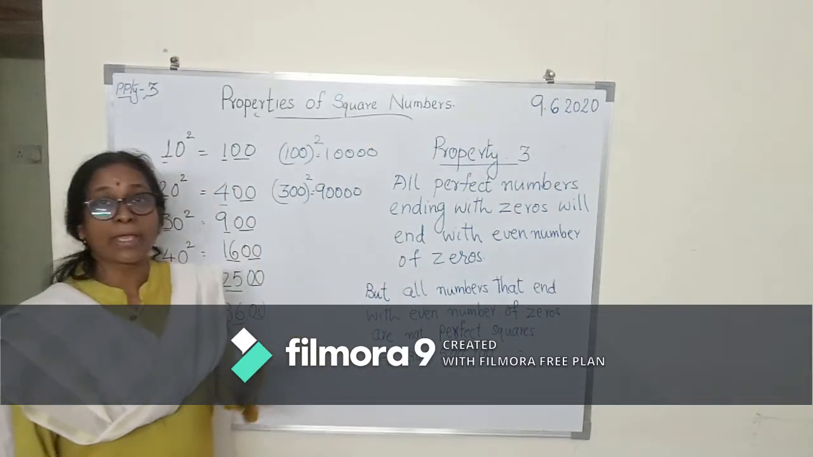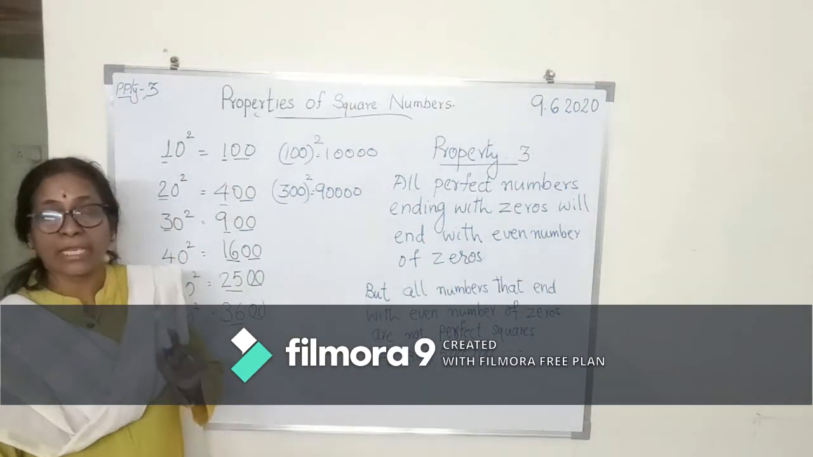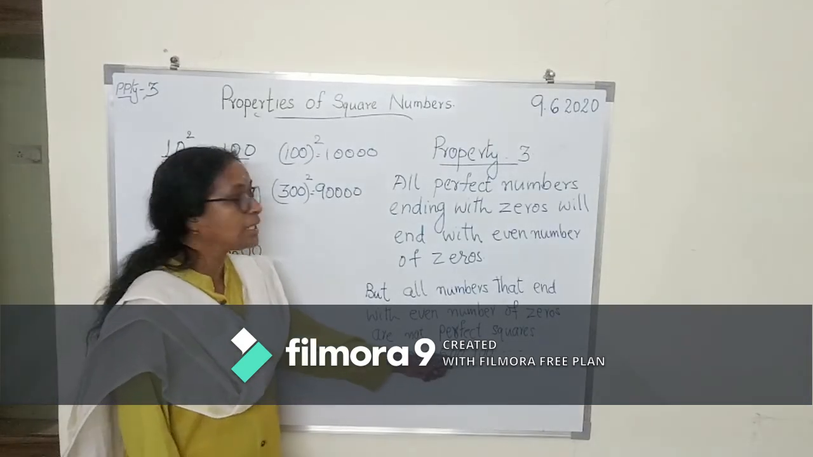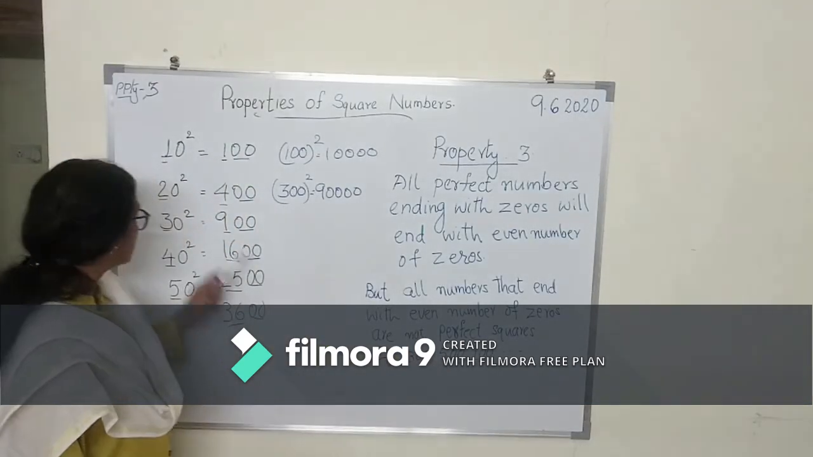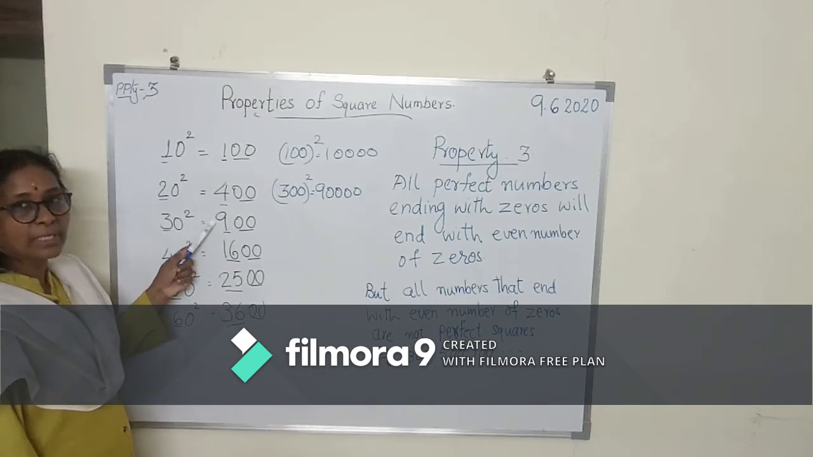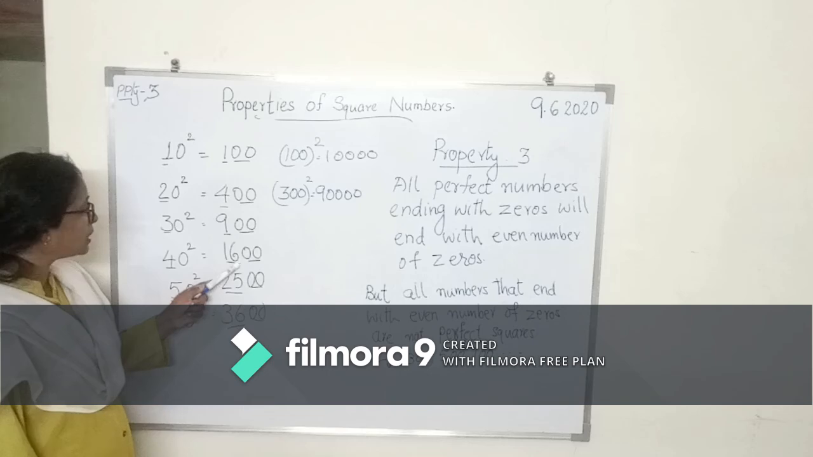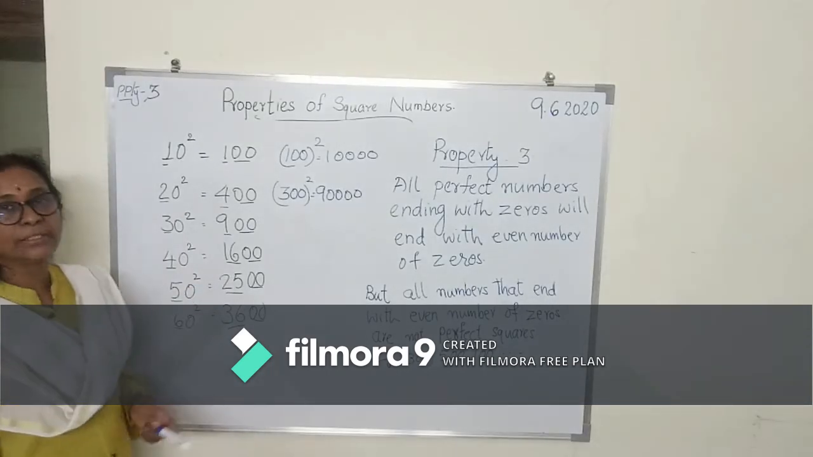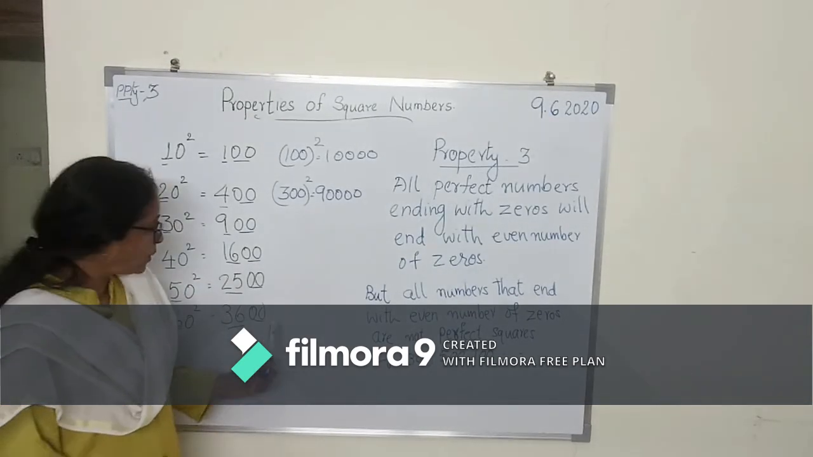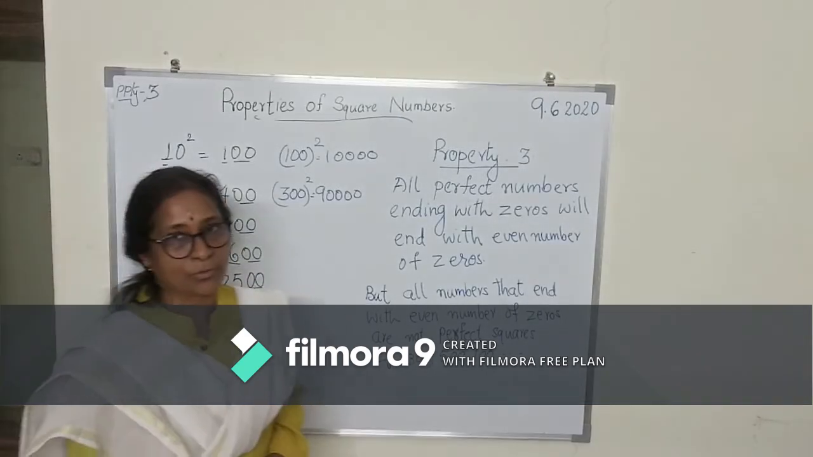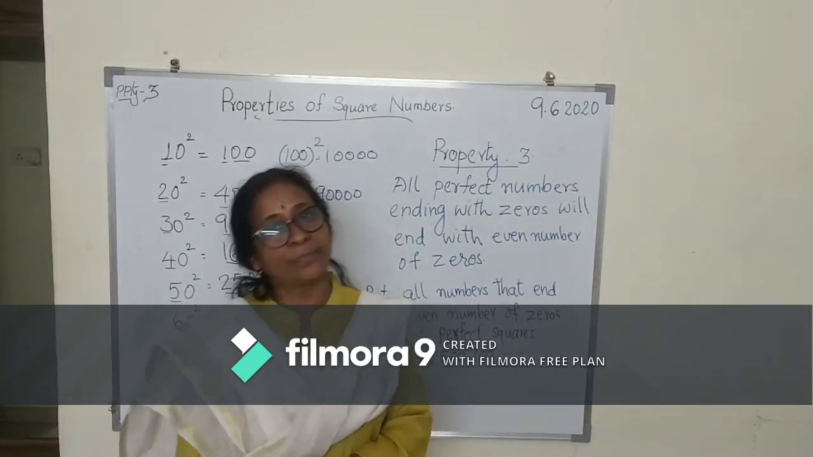So all the square numbers that end with an even number of zeros will have the non-zero part as a perfect square. See here, non-zero number 9 is a perfect square. Non-zero number 4 is a perfect square. You see here in all cases, the non-zero number is also a perfect square and it ends with an even number of zeros. That's all for today. Thank you.